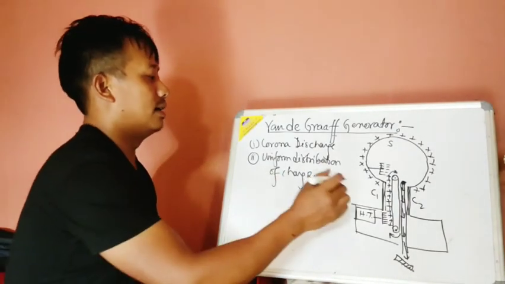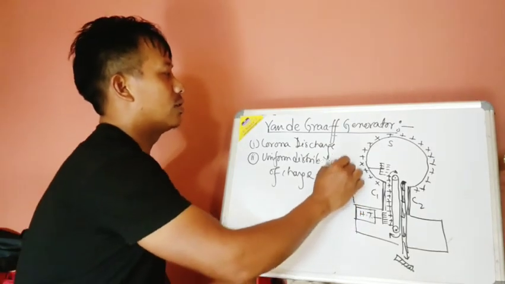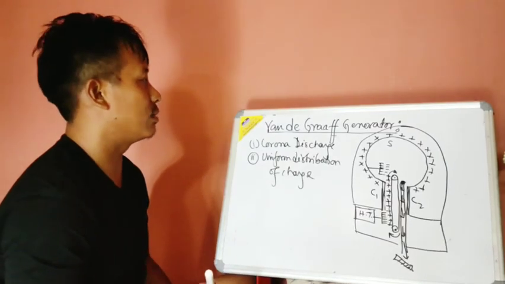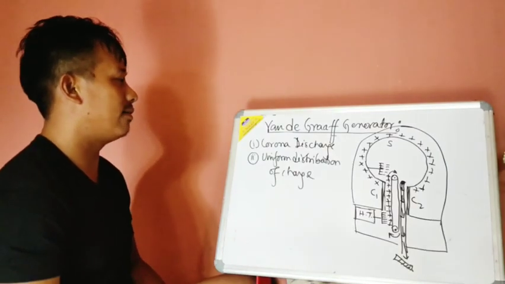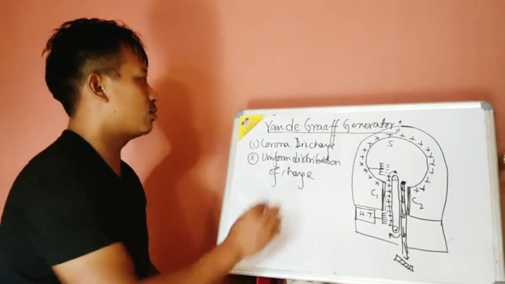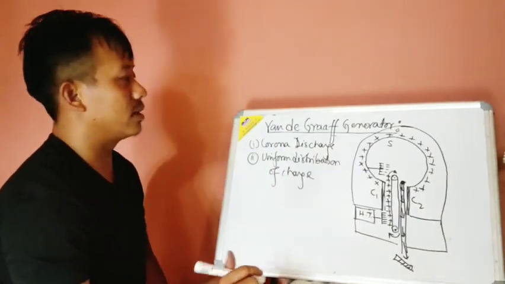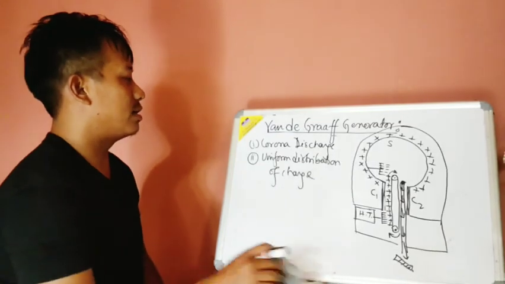For the sake of safety, it will be enclosed by a steel case. This is the basic principle and working behind the Van de Graaff generator. This principle, and drawing the diagram, is somewhat important from your examination point of view.